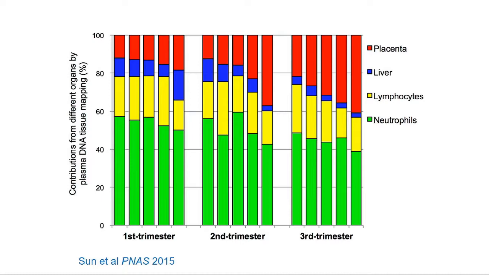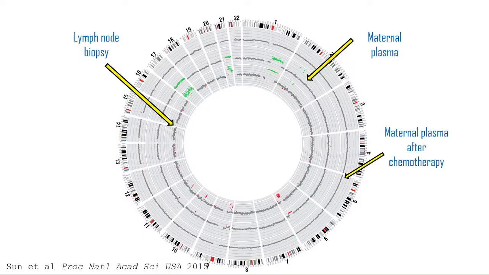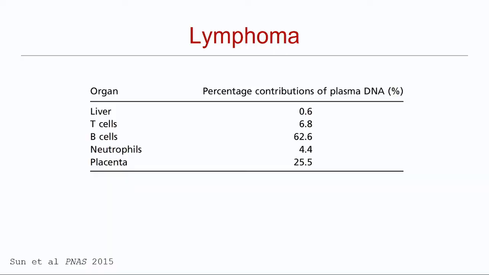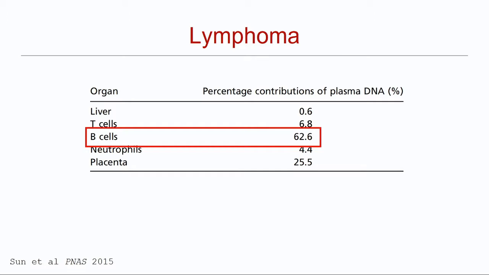And then the liver, being one of the largest solid organs in the body, would release about a single-digit percentage of DNA into the peripheral circulation. And then we apply this technology onto our patient with the lymphoma. You can see that when we analyzed it, 60% of the DNA actually came from the B lymphocytes. So this tissue mapping test tells us that there's something wrong with this patient. The majority of DNA is not from the neutrophils. They are from the B lymphocytes.